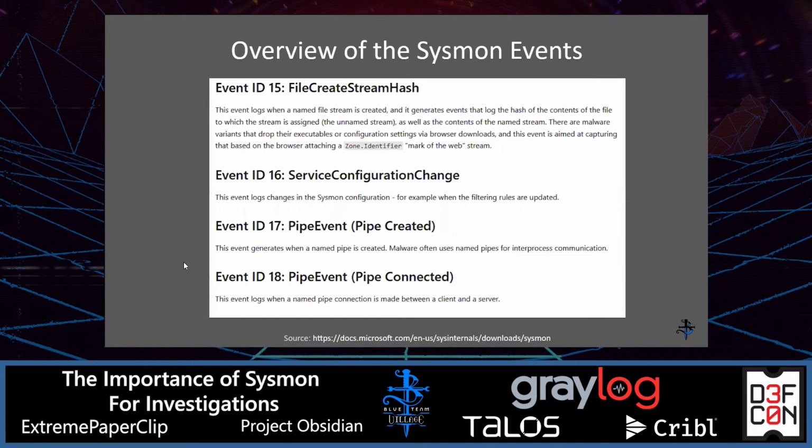Event ID 15, file create stream hash. I'll be honest, this one hasn't really rocked my world. Event ID 16, service configuration change. And these two below are the pipe events. So you can see a pipe created, event ID 17, and event ID 18, a pipe connected. This can be very useful in malware hunting.